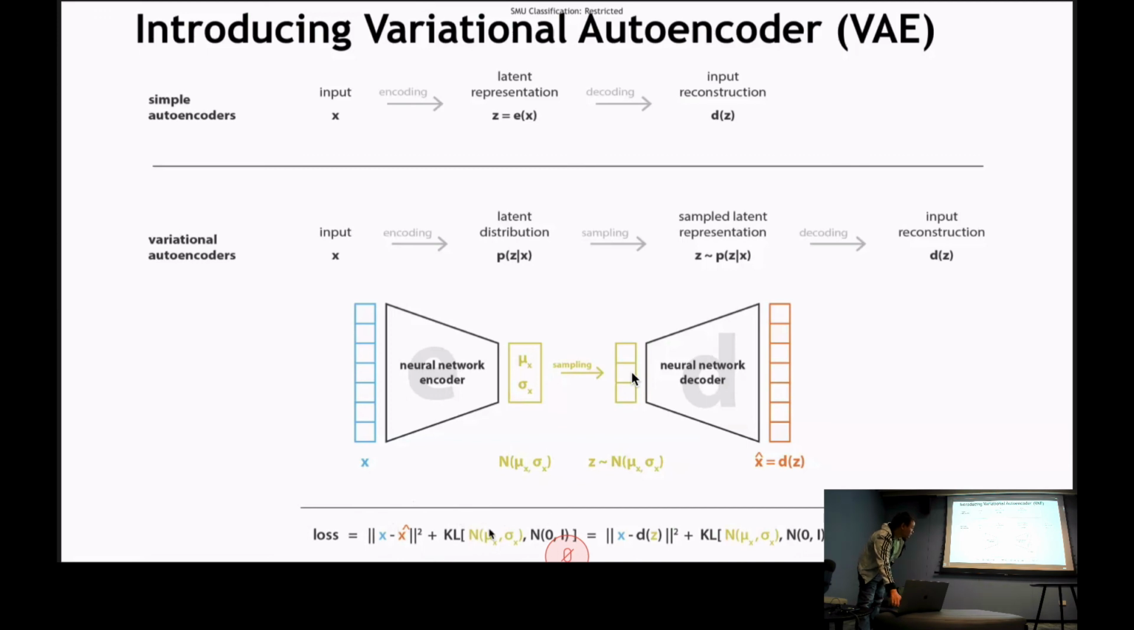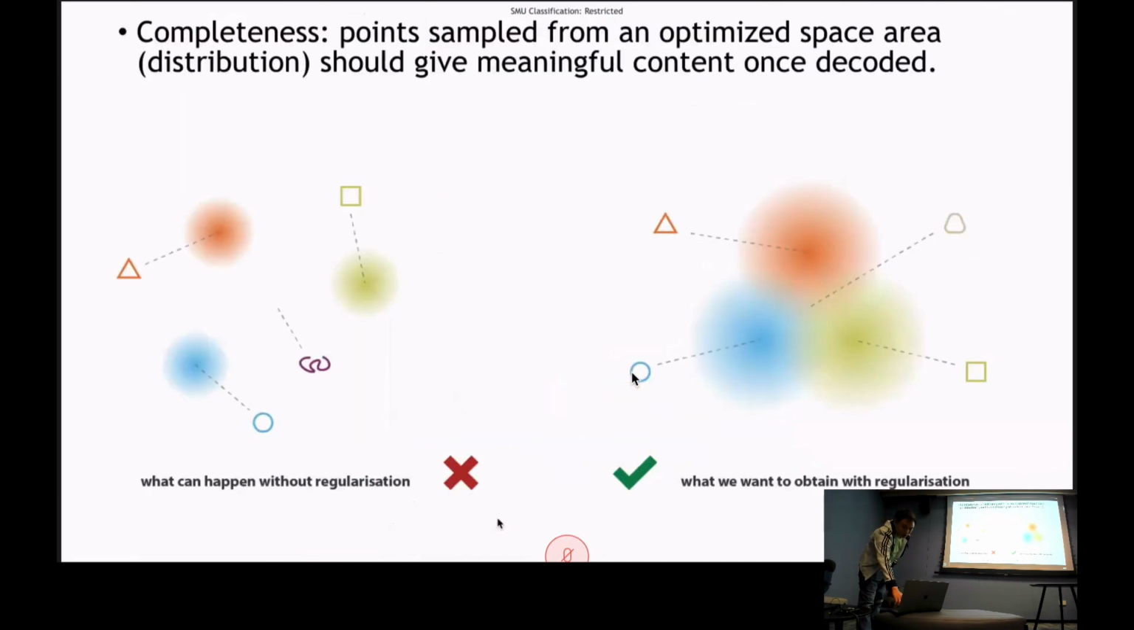This is so that it is forcing every distribution produced by the encoder to be as close to the standard Gaussian distribution as possible, to ensure this property, which is that every distribution produced by the encoder should be as close to each other as possible, so that we do not have the empty space that will produce meaningless content.